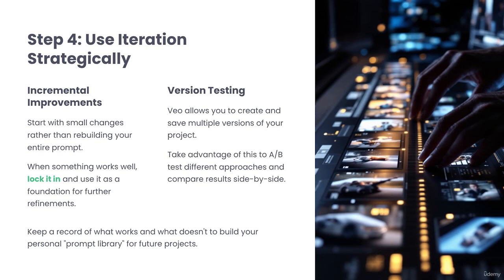Step 4. Use iteration wisely. You don't need to rebuild the entire prompt every time. Start with small changes. If something works well, lock it in and build from there. Veo also allows versioning, so you can A/B test different versions and choose the best result.